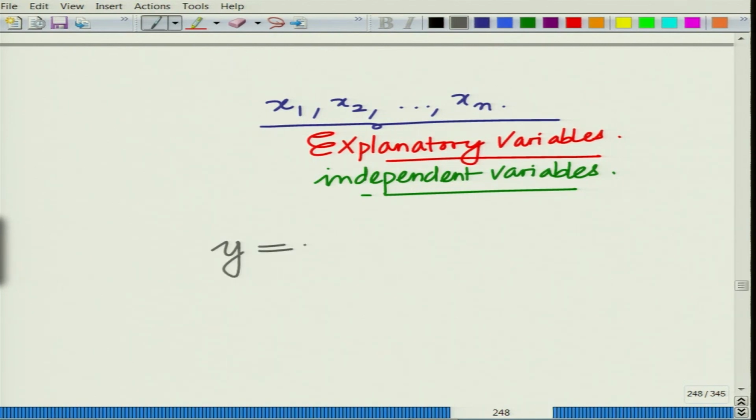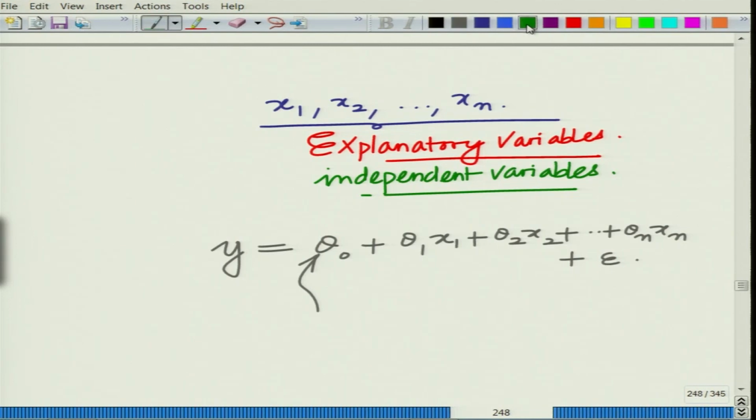Now your regressor, or predictor, is given as y equals theta naught plus theta 1 x 1 plus theta 2 x 2 plus up to theta n x n plus epsilon. So, this is your regression model. This theta naught is a fixed term, essentially a constant, termed as the bias term, or also termed as the intercept.